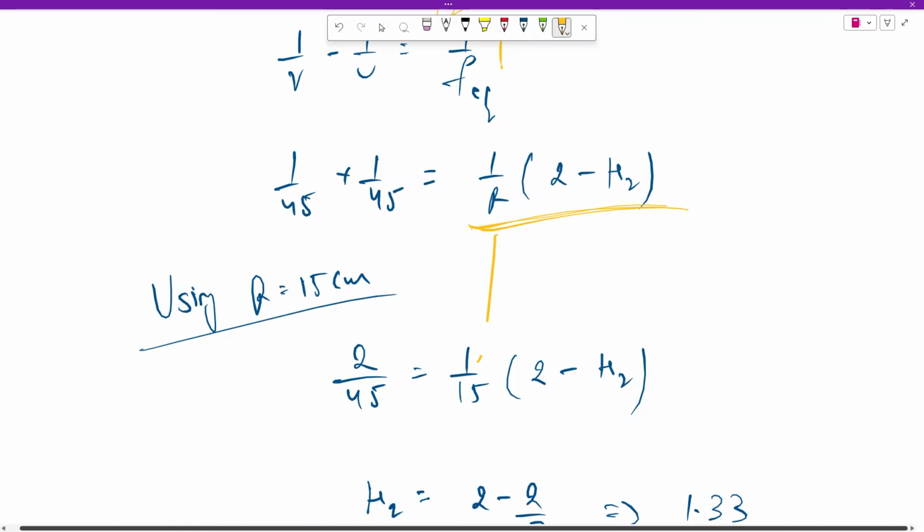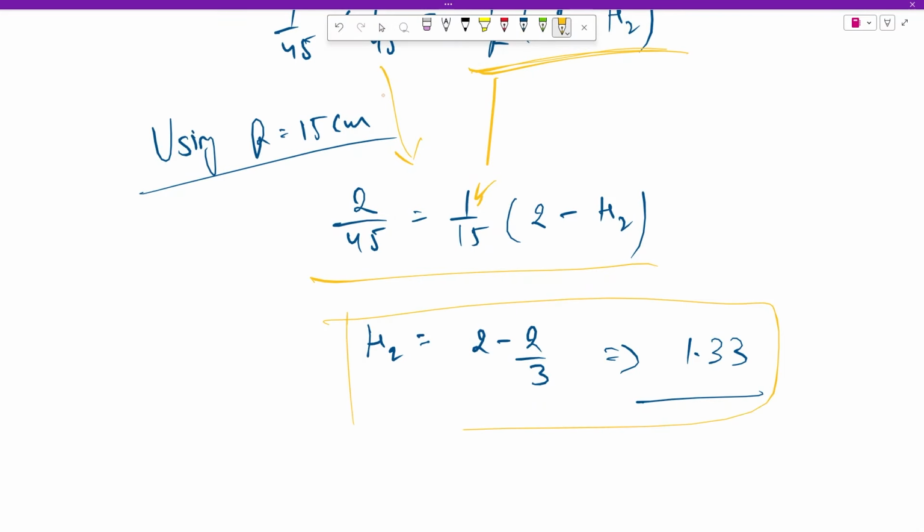And substituting the value of R, we will solve this equation, and then we will get mu2 equal to 2 minus 2 by 3, which will be equal to 1.33. That is, the value of mu2 would be equal to 1.33. Thank you.